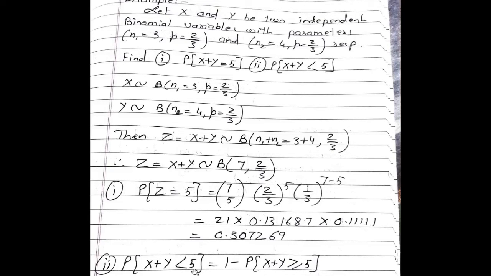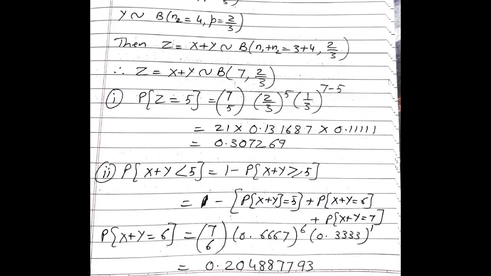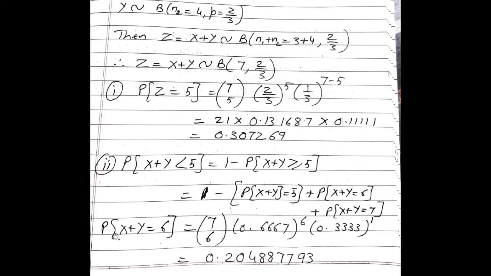So we can take the complementary event as 1 minus probability X plus Y greater than or equal to 5. So we will have to find 1 minus probability X plus Y equal to 5, which we have already calculated, then probability X plus Y equal to 6 and probability X plus Y equal to 7. So this part we have with us. We will find probability X plus Y equal to 6, which can be written as 7C6, 0.6667 raised to 6 into 0.3333 raised to 1. So the answer for this is 0.204887793.